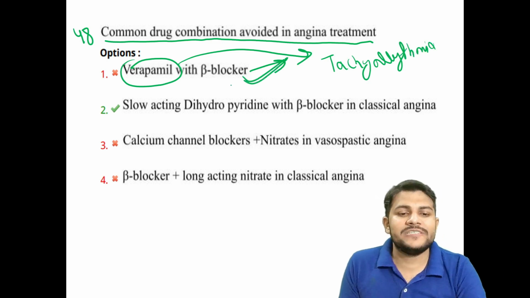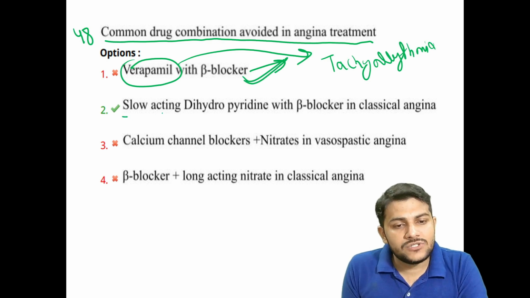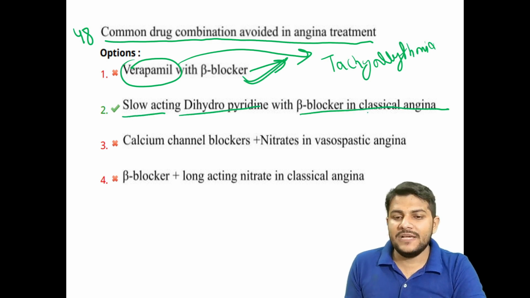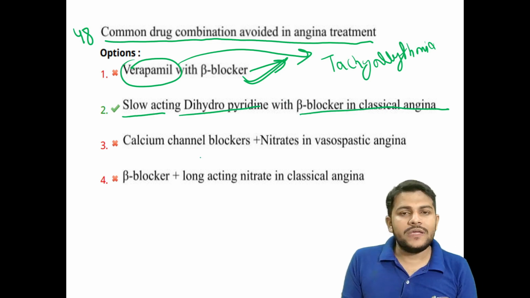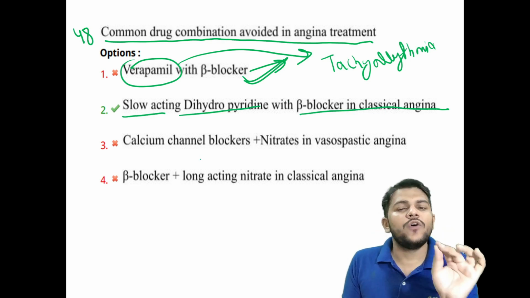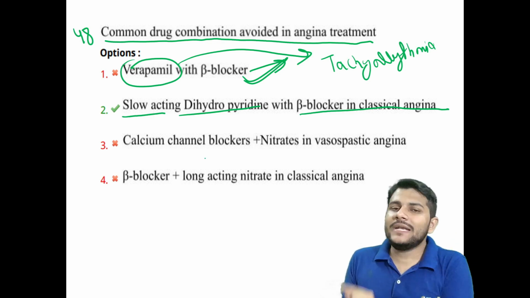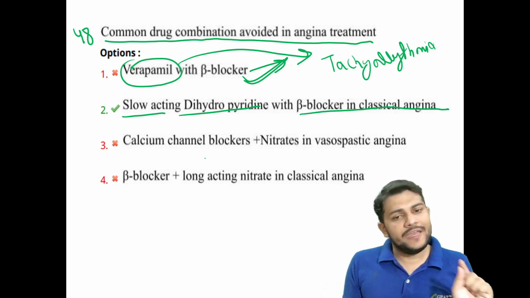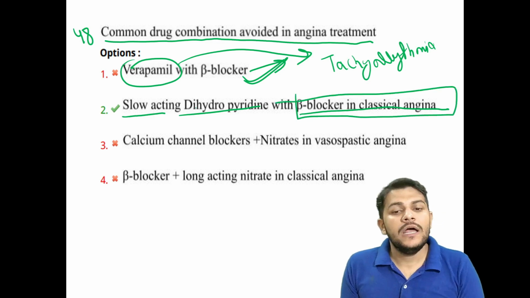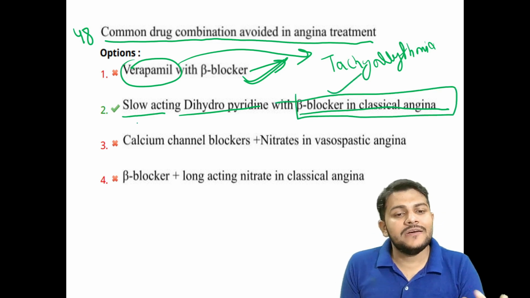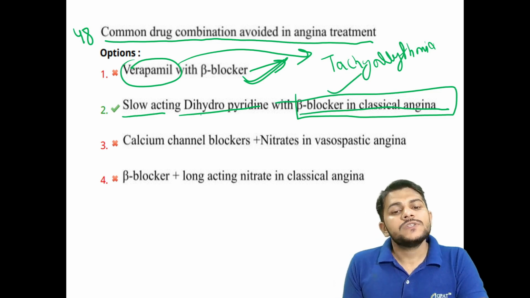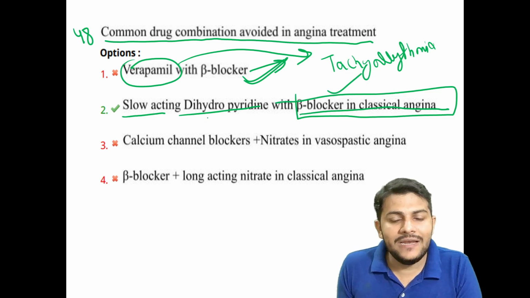Next is the calcium channel blocker option. They are not specifying which type of calcium channel blocker, maybe they mean verapamil or other drugs. Next, nitrate with a beta blocker. We can say maybe we can use a beta blocker with a long-acting nitrate. The above two options are correct. Maybe this question will be challenged. So next question.